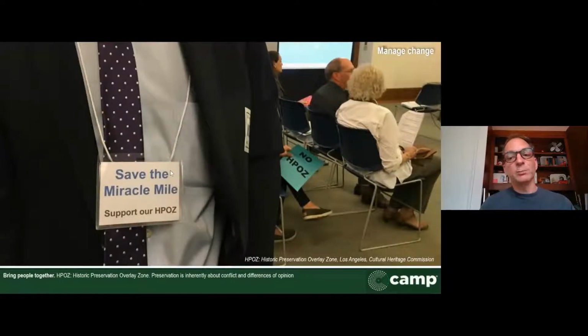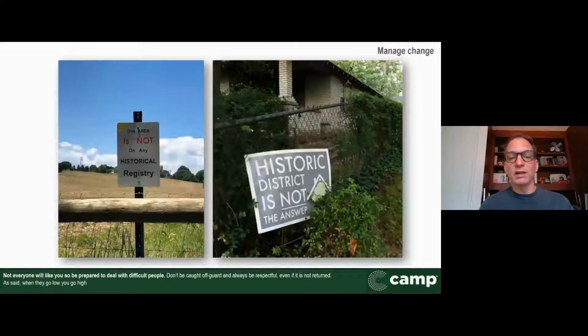This is a typical kind of scenario here, a Cultural Heritage Commission in Los Angeles. One side of the room is against an HPOZ, which is a Historic Preservation Overlay Zone, is how they call it in Los Angeles, otherwise known as a historic district. On the other side of the room, you have the people in support. So it's all about how do you bring people together, but also knowing that you're going to always be dealing with inherent conflict and differences of opinion in terms of this. And also that you can't bring everybody together.